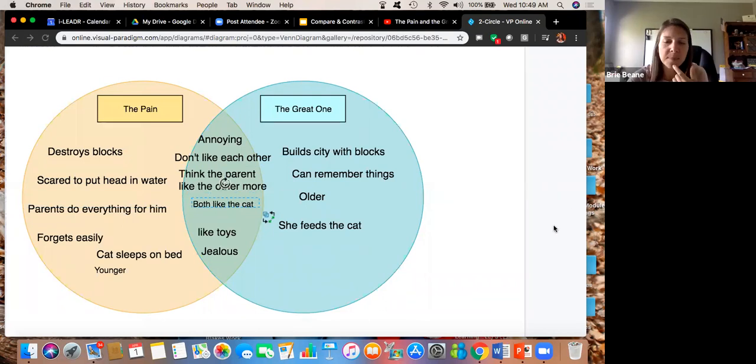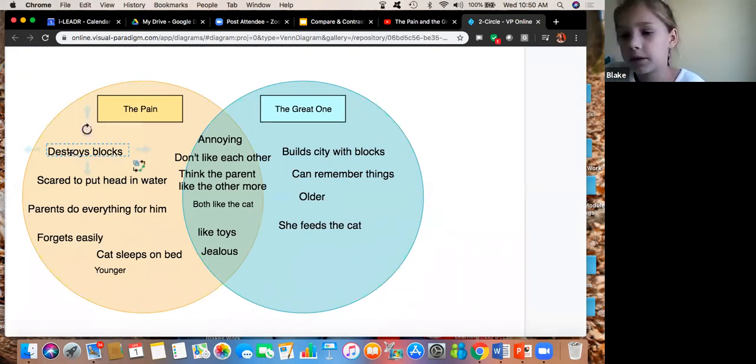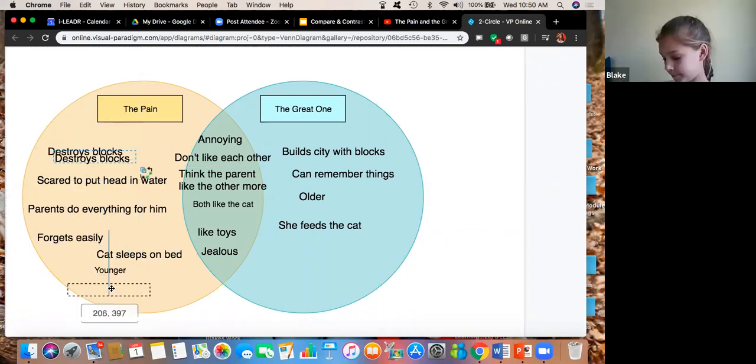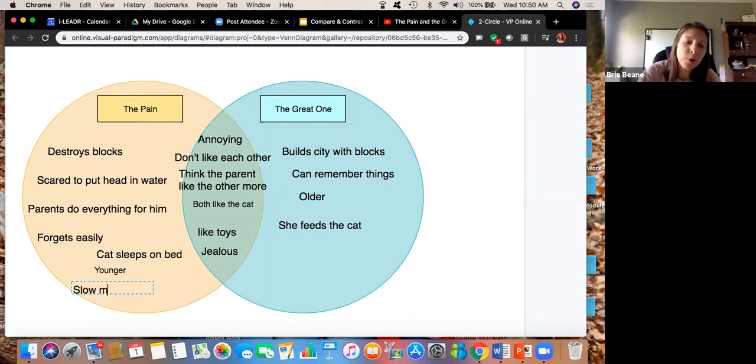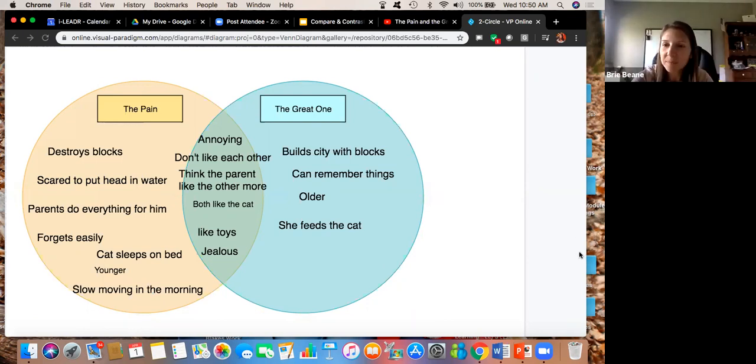Blake, did you share one yet? No. Blake, what's one thing that you have? There's a pain. He's slow at going to school. He's slow at getting ready to go to school, isn't he? Mm-hmm. Good job. Slow moving in the morning. I'm going to put that. Is that okay? Yeah. Good job. Abel, what do you have?